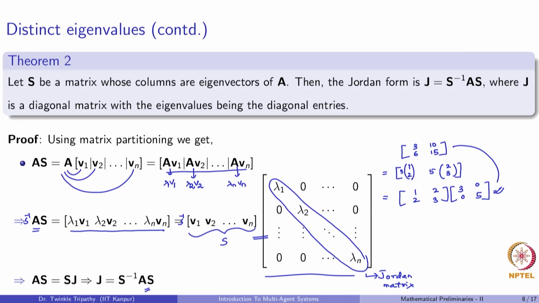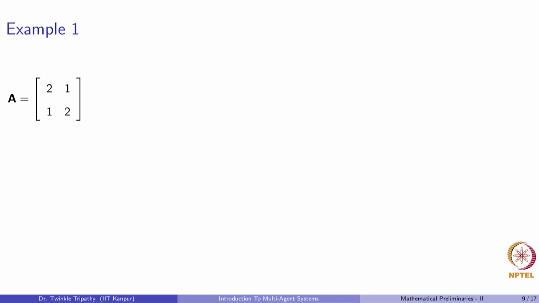We already knew this relation, but the interesting thing that we observe here is that whenever the eigenvalues of A are distinct, the Jordan matrix is always a diagonal matrix, and the diagonal entries are nothing but the eigenvalues of the matrix. So, here is a quick example of it.